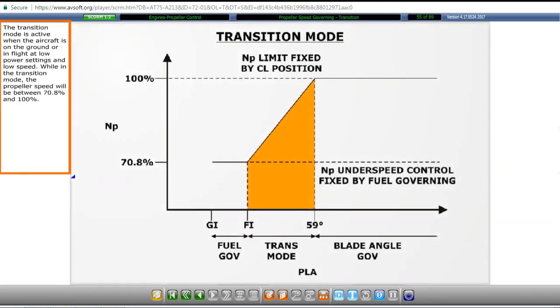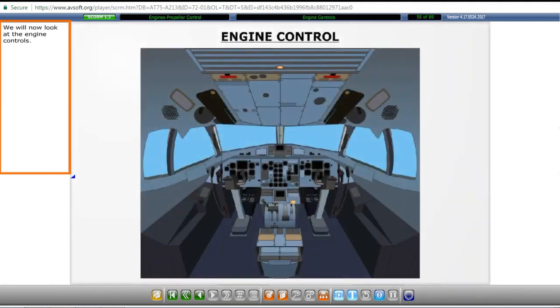The transition mode is active when the aircraft is on the ground or in flight at low power settings and low speed. While in the transition mode, the propeller speed will be between 70.8% and 100%. We will now look at the engine controls.